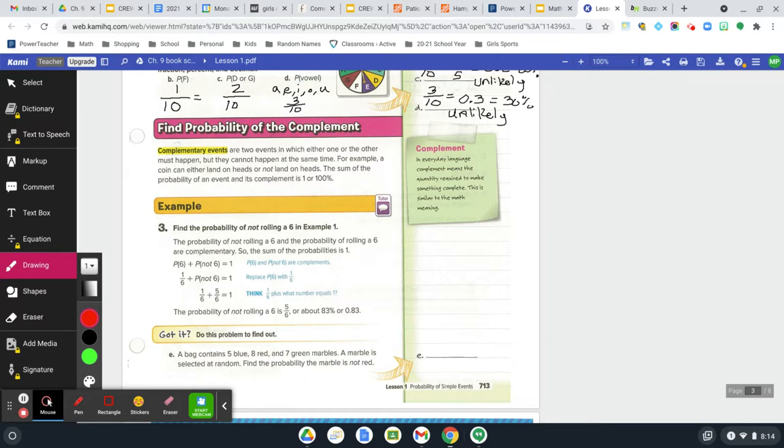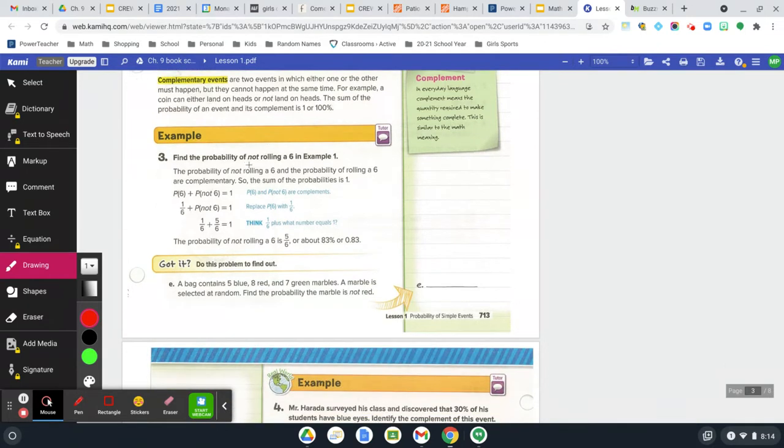So let's look at example number 3 together right below that. It says, find the probability of not rolling a 6 in example number 1. Not rolling a 6. Well, you know on a number cube there are 6 numbers, and if you're not going to roll a 6, that means 5 out of the 6. You're going to see that right here. 5 out of the 6 is not rolling a 6, right? So your probability of not rolling a 6 is 5 of the numbers out of 6 of the numbers.